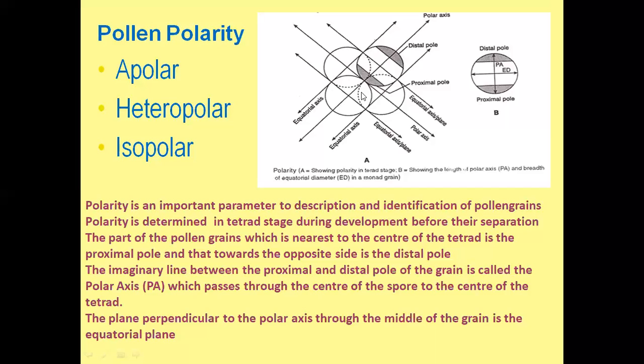So EA, PA: polar axis, equatorial axis. Just you can go through here. This is an imaginary line which crosses the center of the tetrad and the center of the spore. This is called the proximal pole. This is called the distal pole. So distal pole and proximal pole are exactly on opposite sides. In this way, we can decide the polarity. Based on the polarity, pollen grains are classified into three types: apolar, heteropolar, isopolar.